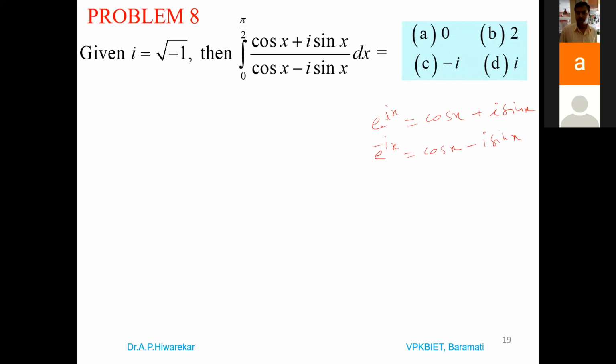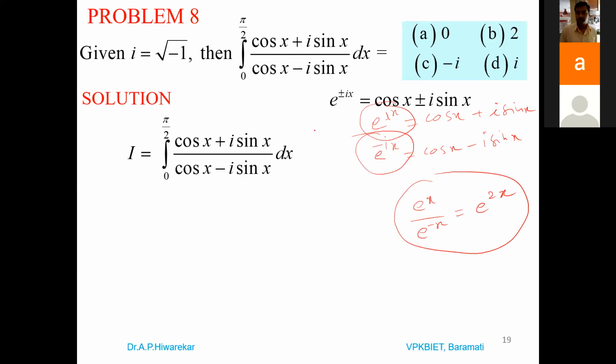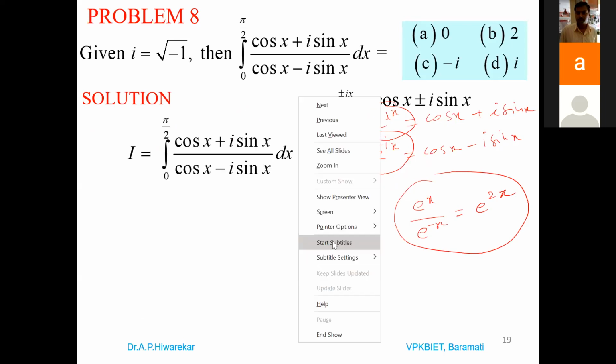So the numerator is nothing but e power ix, and the denominator is nothing but e power minus ix. Then we have e power ix divided by e power minus ix, that is e power 2ix. So from that you can easily deal with this problem, just by applying the standard result. These are called Euler's formulae.